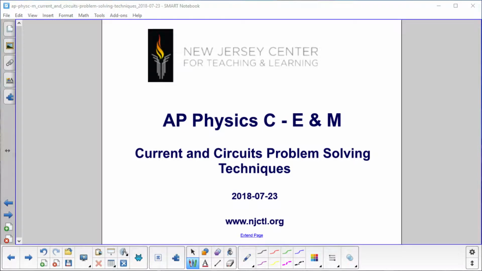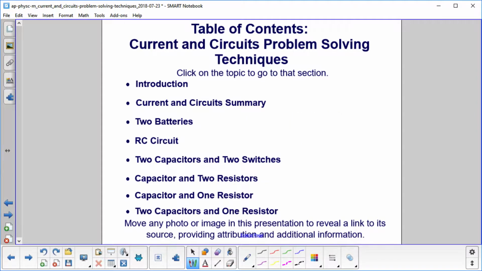AP Physics C, Electricity and Magnetism, Current and Circuits Problem-Solving Techniques. We will start with a quick introduction to let you know how you should be using this notebook. We'll then have a summary of the presentation that was done on current and circuits with the most critical equations and just a highlight of what you should know. Then we'll go through several problems.